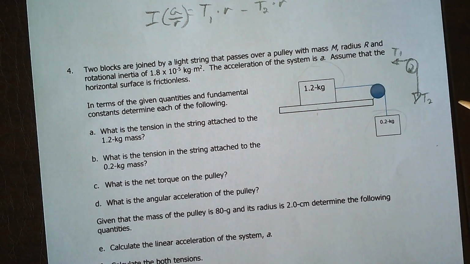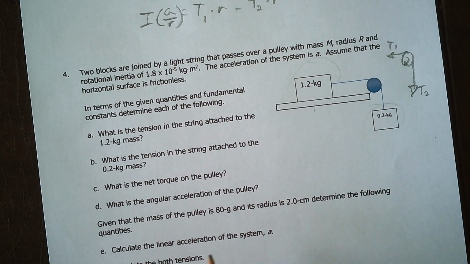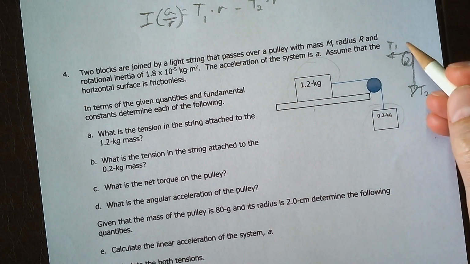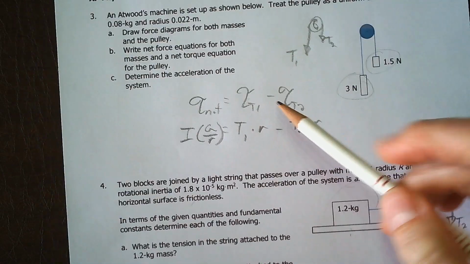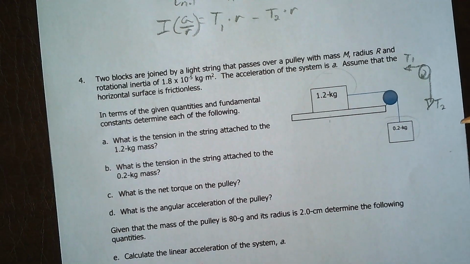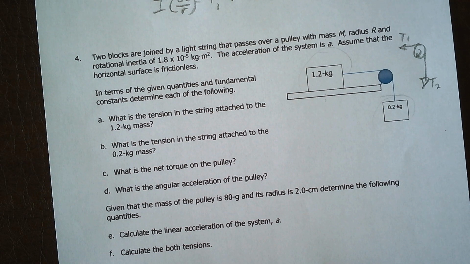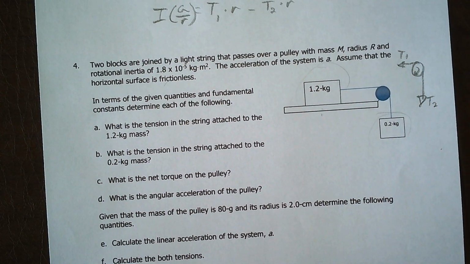So it gives you some stuff later on. But you can write a net torque equation similar to what you did up here. You can go torque from tension 2 minus torque from tension 1 equals the net torque, and then you could plug in for a net torque I alpha and then solve it.